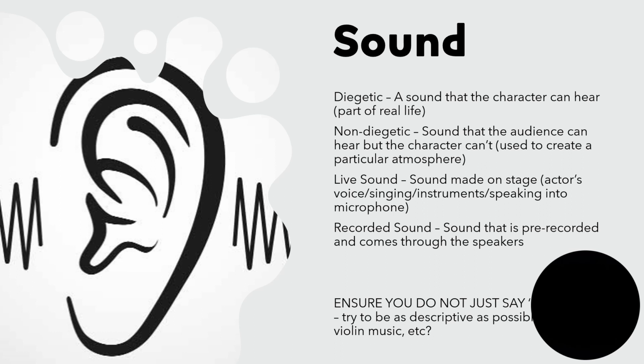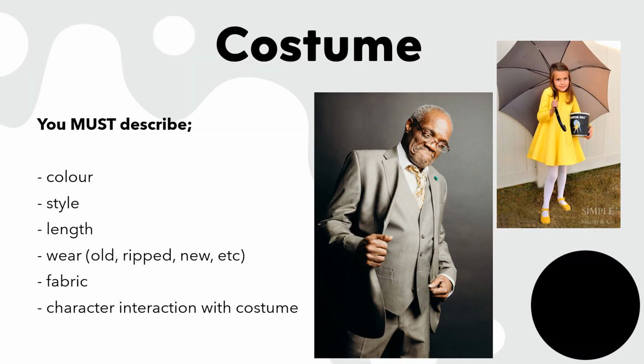Sound, again, just a little bit of a reminder, we've done quite a lot on this. Is it diegetic? Is it non-diegetic? Is it live? Is it recorded? Be as strict, as descriptive as possible. Don't just say sad music. Explain what kind of sad music. Is it violin music? Is it high-pitched? Please be specific. Costume, make sure you're describing it in full. The colour, the style, the length, the wear, is it old, ripped, new, etc. The fabric, the character's interaction with the costume as well.